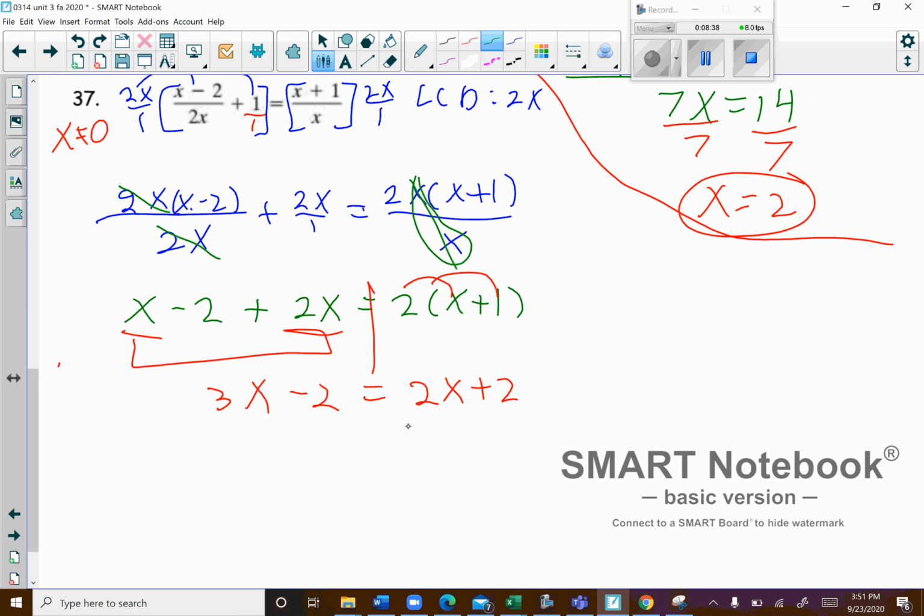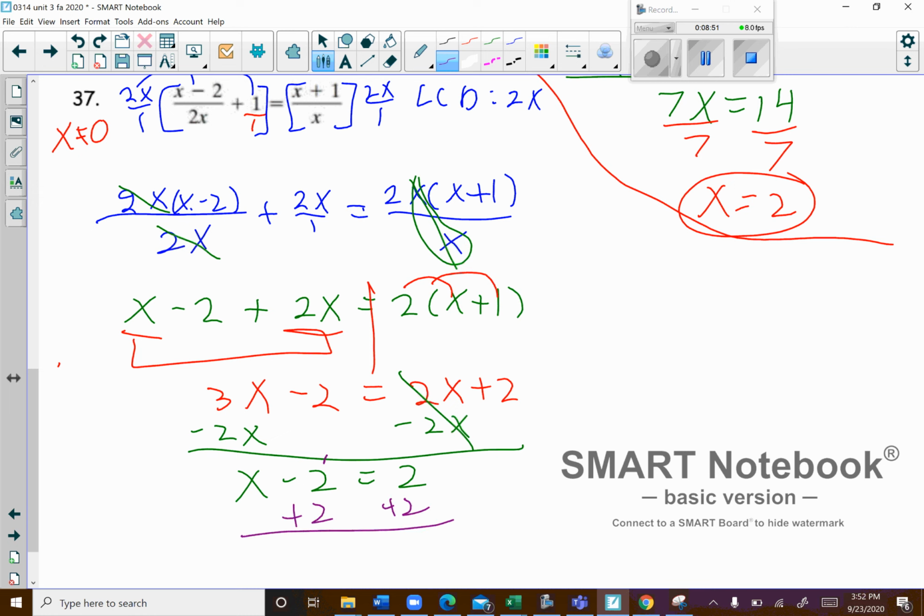And then, let's see, I'm going to subtract 2x from both sides. And that will give me x minus 2 equals 2. Then I'll add 2 to both sides. And so we get x equals 4. And that's not my restricted value, so it is a good answer. Once again, if I plug that in everywhere I see x, it makes the two sides the same. I think, I don't know. I think that's pretty cool.